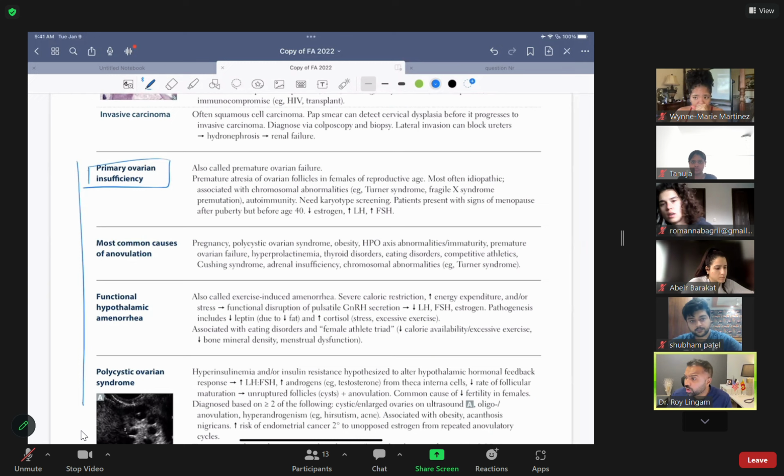Talk about some ovarian diseases, some high-yield topics. Okay, so let's start with primary ovarian insufficiency. Now all those 4 diseases are very important. It connects some other organ systems too. Now, primary ovarian insufficiency also has a name, premature ovarian failure.